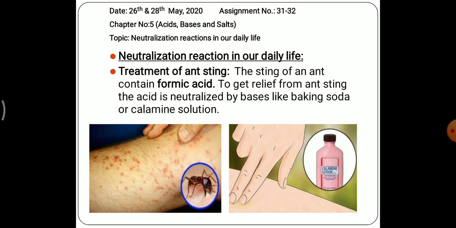So what do we do for this? If an ant stings a person, we can rub a mild base. What type of base will we use here? Like baking soda solution, or we have some lotions or solutions like calamine solution, on the stung area of the skin, which gives relief to us. So these are the remedies if an ant stings. So we can say it is also a type of neutralization reaction.